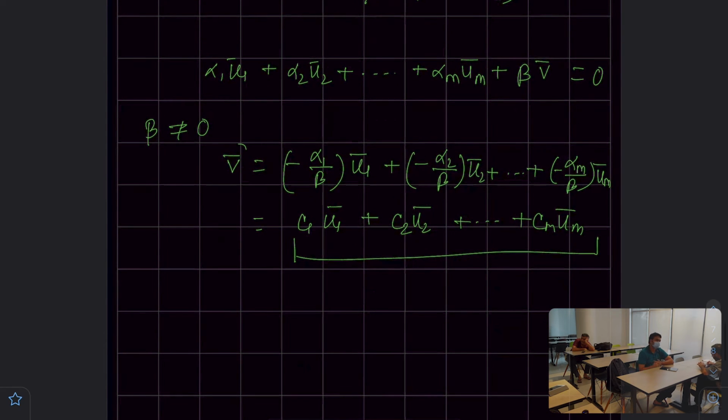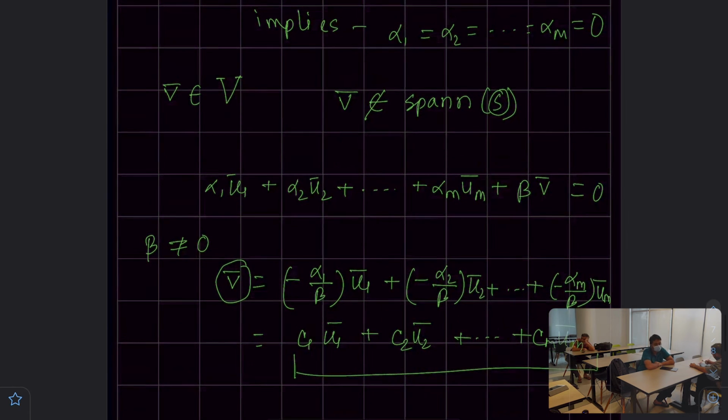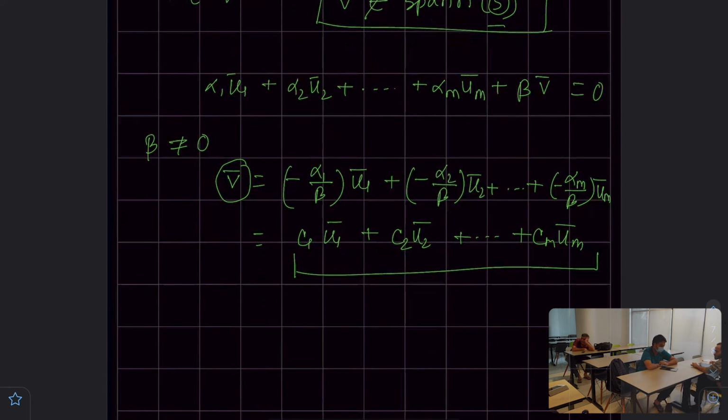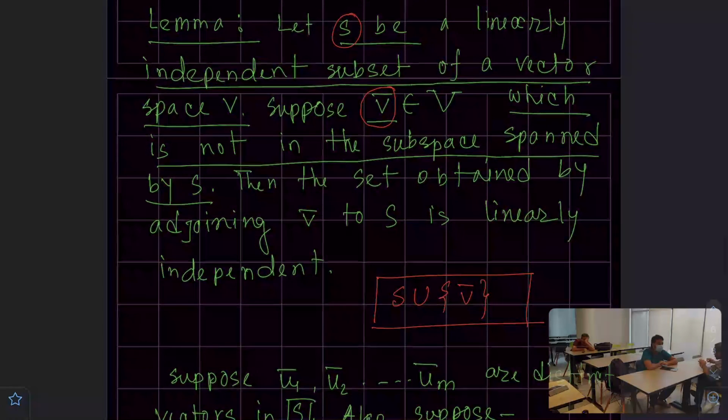That means this v vector can be written as a linear combination. But from here we know that v cannot be in the span of S, and the span contains all the linear combinations of this set S. So if I set beta non-zero, then v belongs to the span of the set. But for the lemma, we said that suppose v belongs to V which is not in the subspace spanned by S, right? So thus we are getting a contradiction, right?